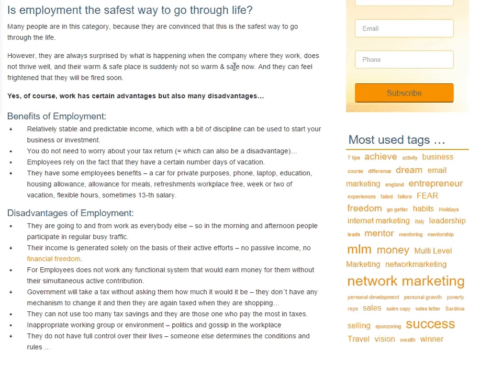But there are also disadvantages. They are going to and from work as everybody else, so in the morning and afternoon people participate in regular busy traffic. Their income is generated solely on the basis of their active efforts, no passive income, no financial freedom. For employees, there is no functional system that would earn money for them without their simultaneous active contribution.